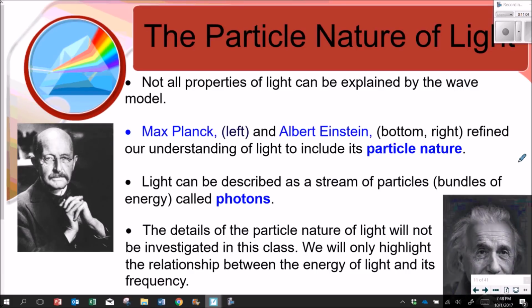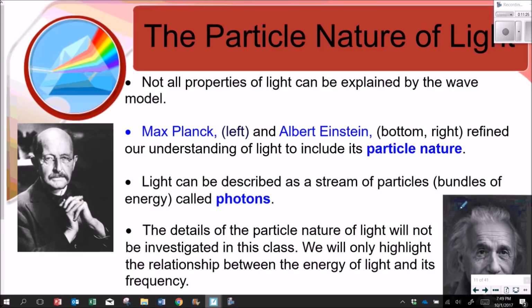Let's look at the particle nature of light. Not all properties of light can be explained by the wave model. So Max Planck and Albert Einstein refined our understanding of light to include its particle nature. Light can be described as a stream of particles or bundles of energy called photons.